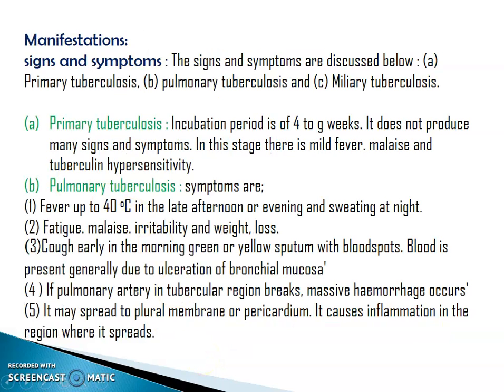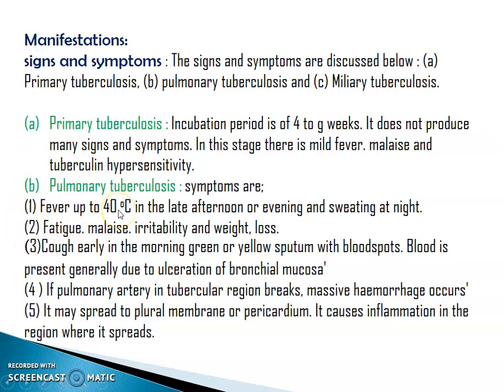Then manifestation of tuberculosis, signs and symptoms. The signs and symptoms are discussed as below: primary tuberculosis, pulmonary tuberculosis and miliary tuberculosis. In primary tuberculosis, the incubation period of bacteria is 4 to 9 weeks. It does not produce many signs and symptoms. In this stage, there is only mild fever, malaise and tuberculin hypersensitivity.